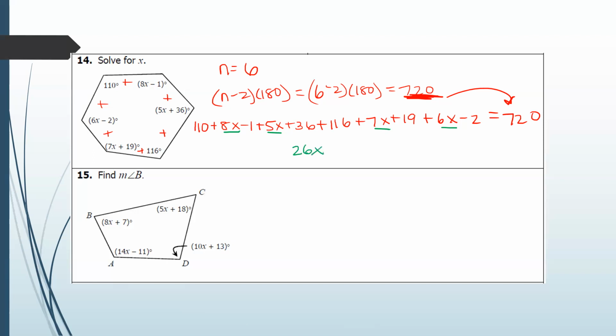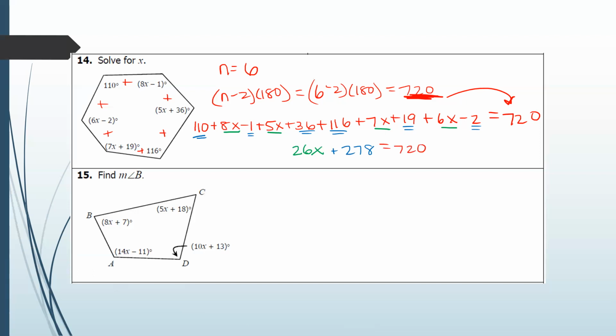Now let's combine all of the non-x terms. So 110 minus 1 plus 36 plus 116 plus 19 minus 2. And I'm using a calculator. I'm not doing this mental math, and I don't expect you to do mental math like that either. 278. Okay, I haven't actually solved anything. I've just combined like terms. So this still equals 720.